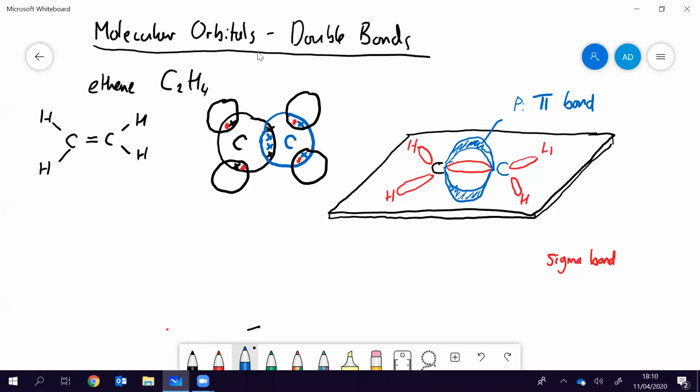And that is what a double bond looks like. So a double bond is made up of two bits. It's made up of the sigma bond, which is fairly normal, and it's made up of the pi bond, which is like this banana-shaped thing. Right, let's just see how the pi bond would work.